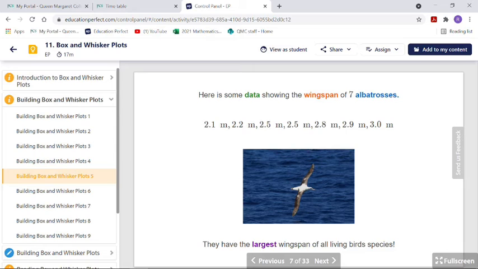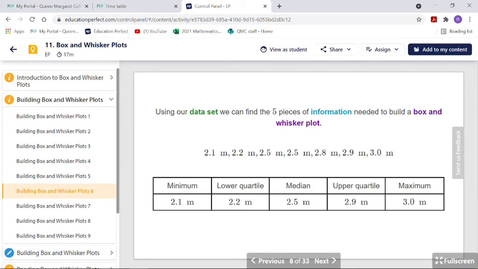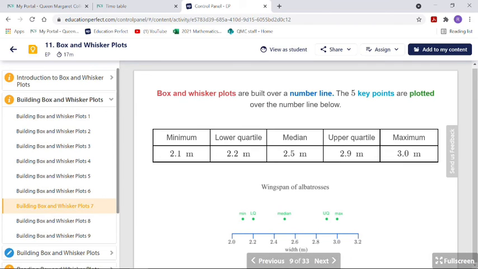So let's look and see how one is built. So here we have some data of some albatross. They put them in order. They found the minimum, lower quartile, etc. for all the set. Those numbers. Remember how we did that one. So now, all they did was they simply went on their graph and plotted each one. And again, they're using a graph with just some numbers because some of these values fall between, which is no big deal. You can estimate where they are.